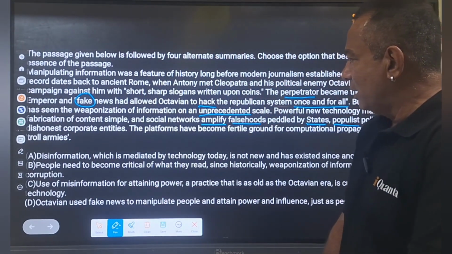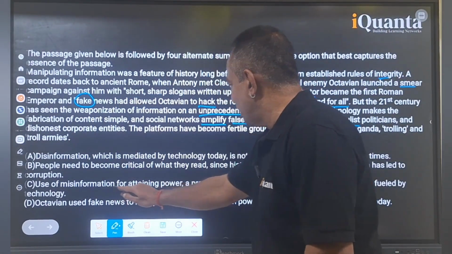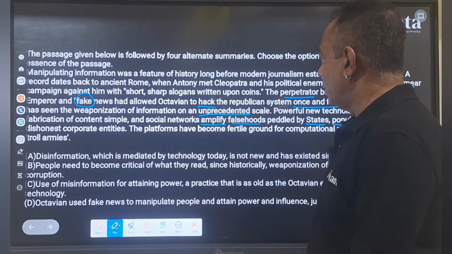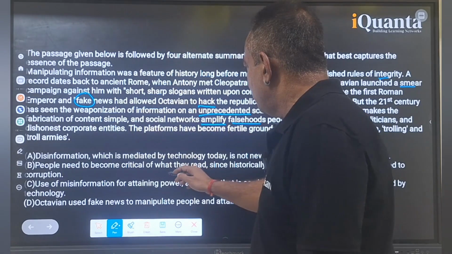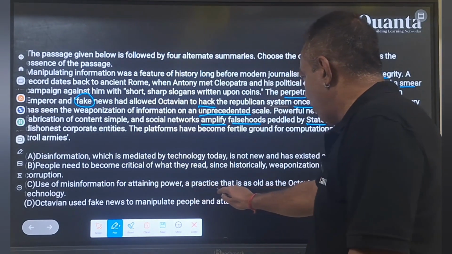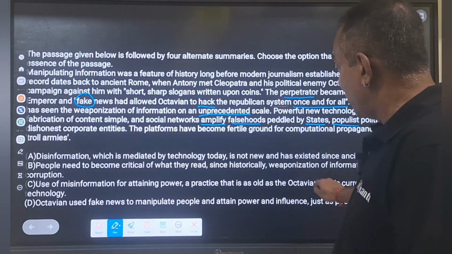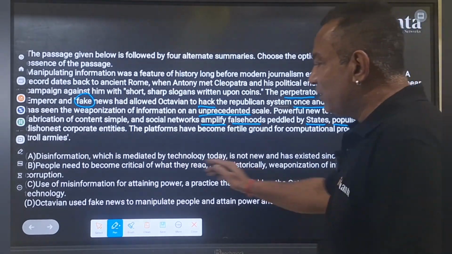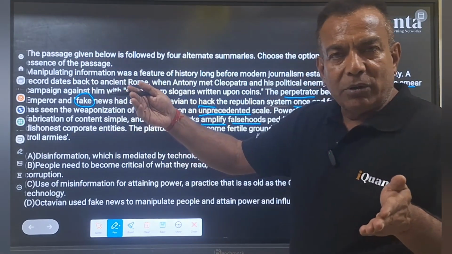This provides a true crux of this thing, because it's talking about misinformation. It's about attaining power, as you say, about populist politicians and governments and how they work in tandem together. So use of misinformation for attaining power, a practice that is as old as Octavian era. They're talking about Mark Antony, Cleopatra, and Octavian era, is currently fueled by technology. Now they are basically covering the past, and they are covering what's happening now, the present.